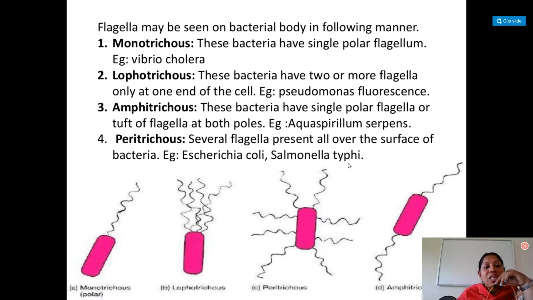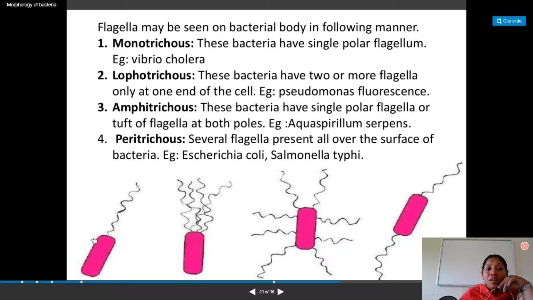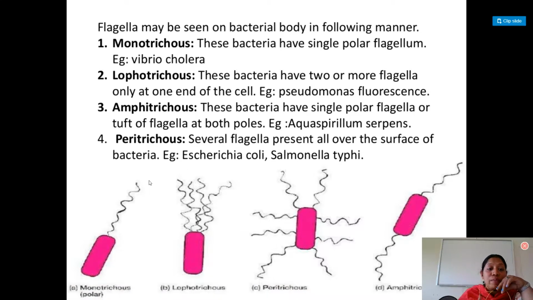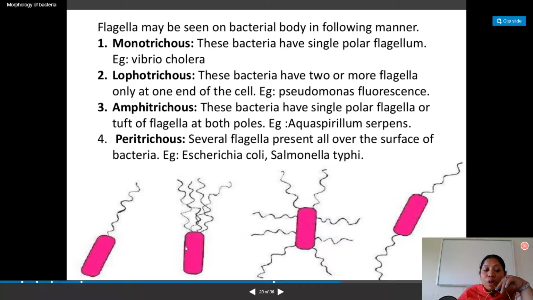Next, the flagella may be seen on the bacterial body in the following manner. So let us go with the types of flagella. The first type is called monotrichous. Yes, you can see here. These bacteria have a single polar flagellum, one single flagellum attached. Example is Vibrio cholerae. Second one, lophotrichous. At one end, 2 or more flagella are attached. Example is Pseudomonas fluorescens.